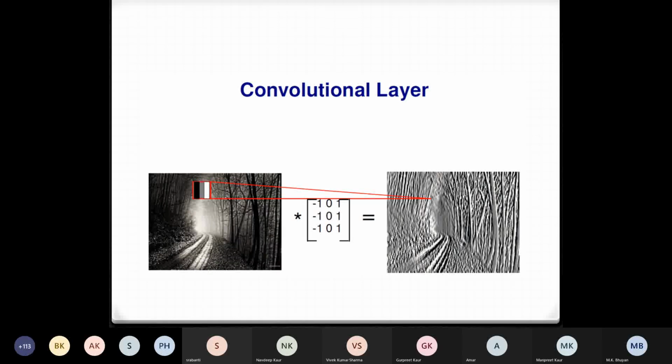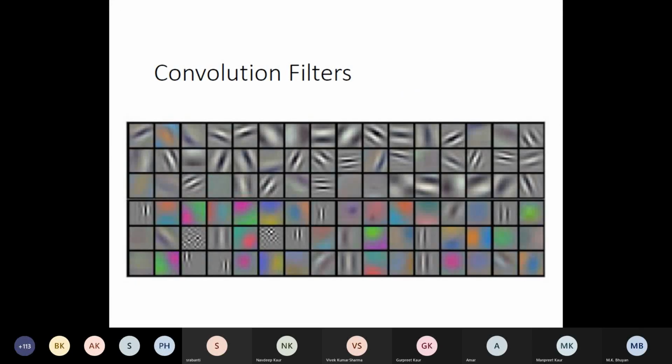So in this example also, you can see I am considering one filter. By using this filter, I can determine the vertical edges, the vertical boundaries. So I can apply this filter to extract this feature. This type of convolution filter I can consider for extraction of important information from the input image. So these are the convolution filters.